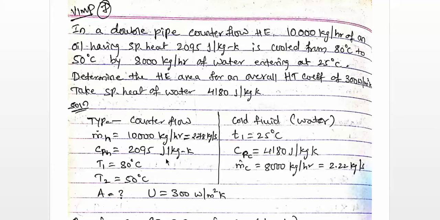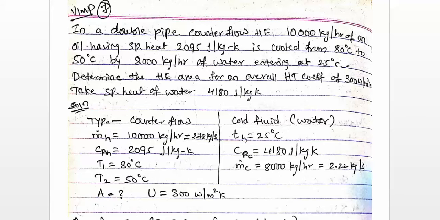So here we need to calculate the area of the heat exchanger, right? This is to be calculated. Determine the heat exchanger area. Along with that, the value of U is also given, that is the overall heat transfer coefficient. The value of U is 300 watt per meter square Kelvin, right? Then the specific heat of water is given, that is 4180 joules per kg Kelvin. So this is the problem statement, and along with that, water is entering at 25 degree Celsius.